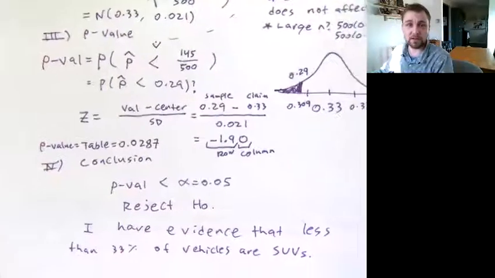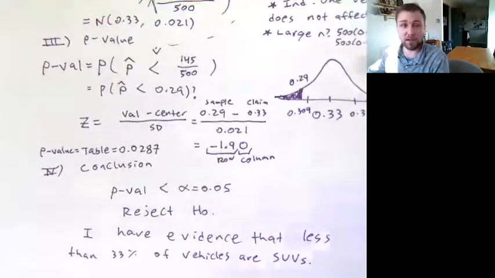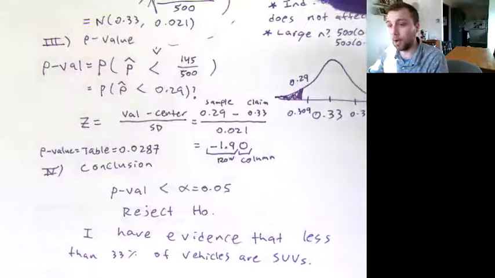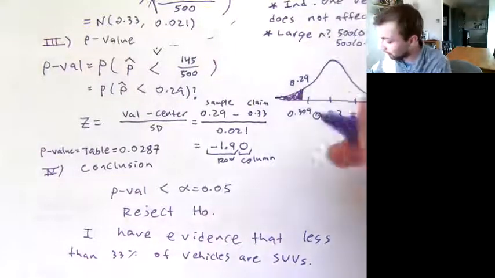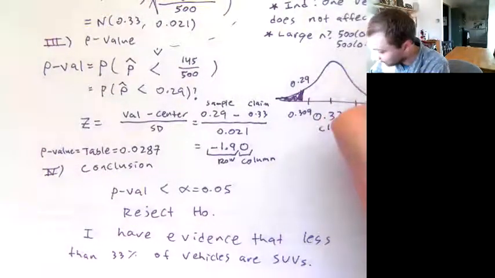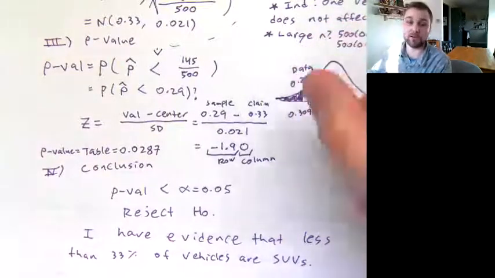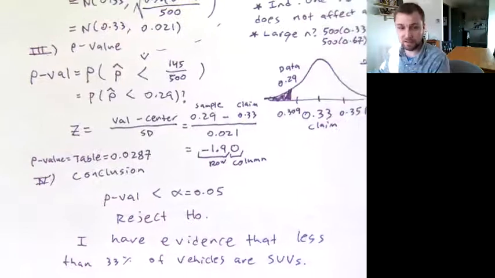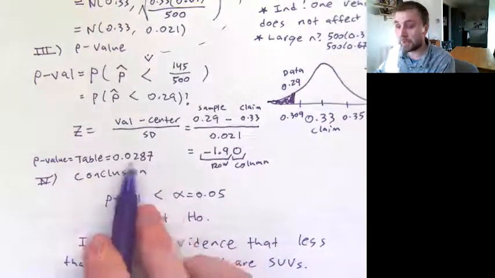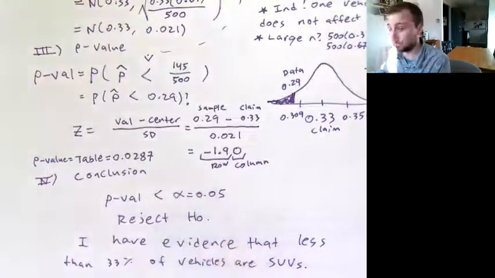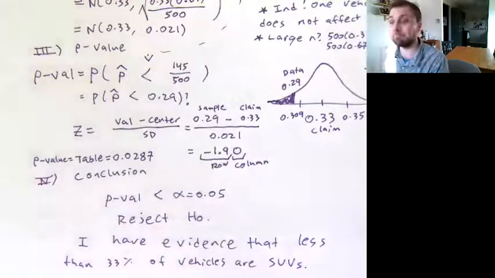So this is what the thing looks like from start to finish. I state my hypotheses, I have my model, I compare the claim, which will always be in the center, to my data, and I see if it's close or not close. In this case, I have a really small p-value, I reject the null hypothesis, I have evidence that it is unfair. Unfair in this case means it's less than 33%.